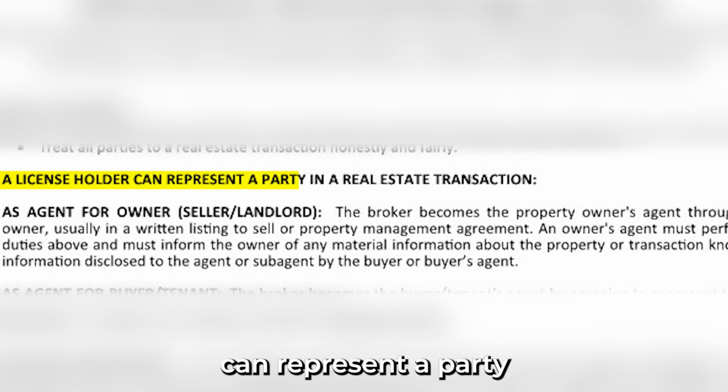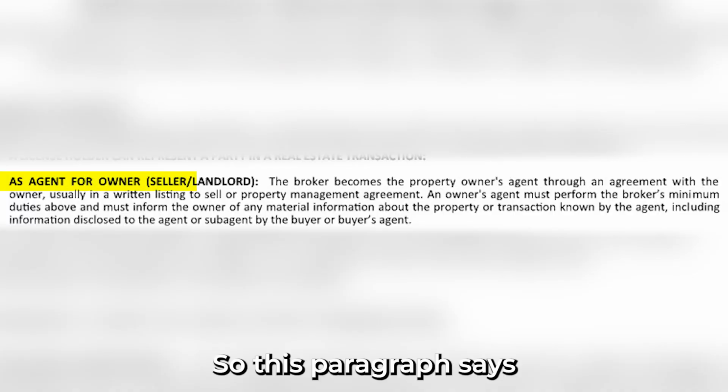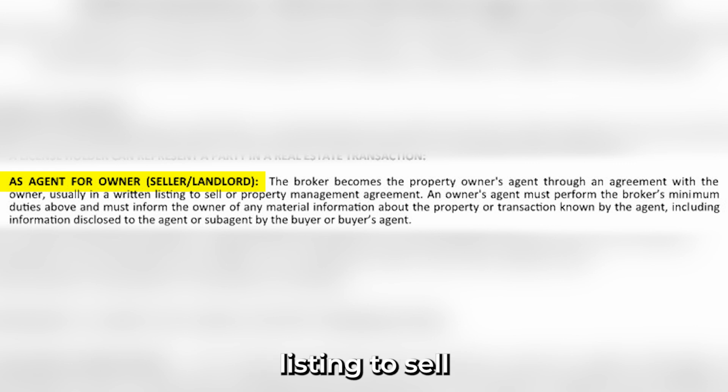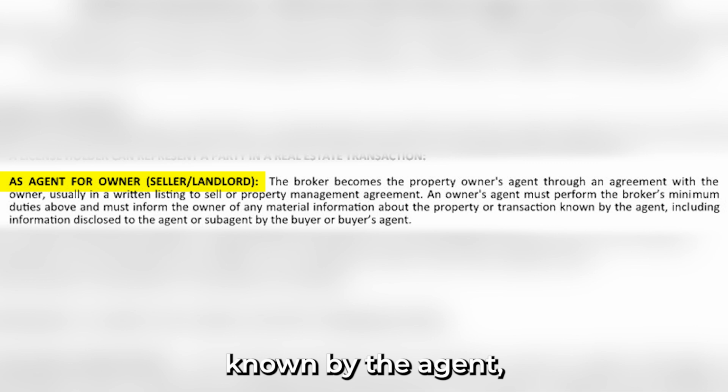So a license holder can represent a party in a real estate transaction in a few ways. One is working for an owner. This paragraph says that the broker becomes a property owner's agent through an agreement with the owner, usually a written listing to sell or property management agreement. The owner's agent must perform the broker's minimum duties above and must inform the owner of any material information about the property or the transaction known by the agent, including information disclosed to the agent or sub-agent.